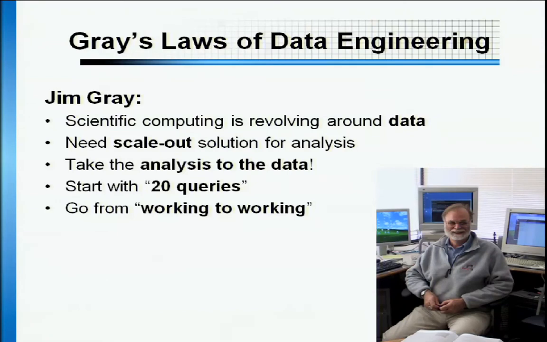His second law was that we need a scale-out solution. Instead of building a data supercomputer, we really should buy basically cheap machines, scaled down and out. And essentially, this is what Google and Facebook are doing with a cloud solution. Once we have too much data to move around, we have to take the analysis to the data.